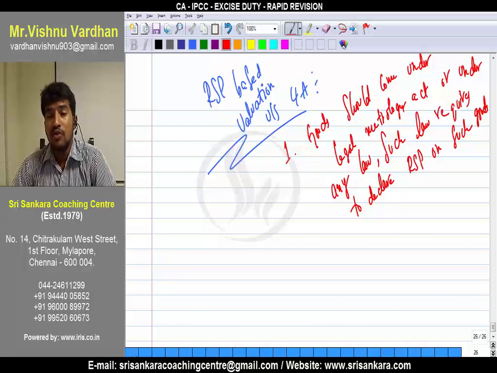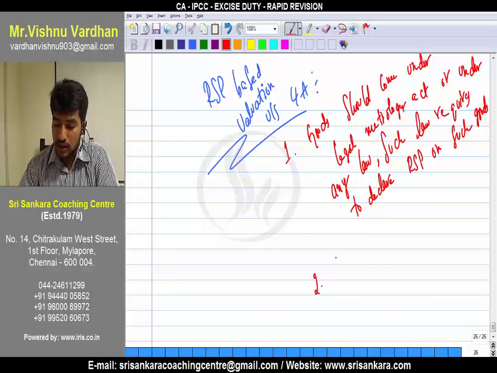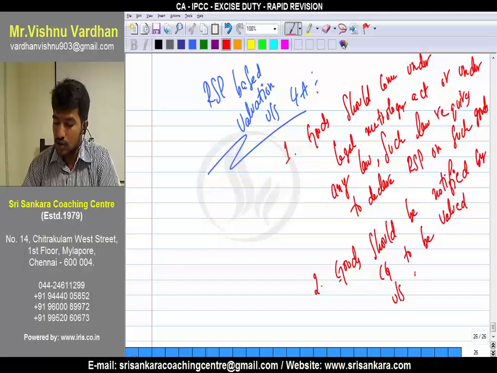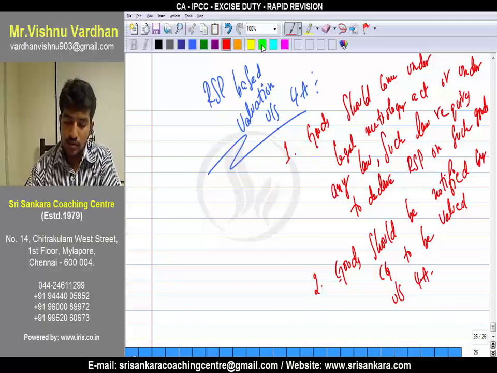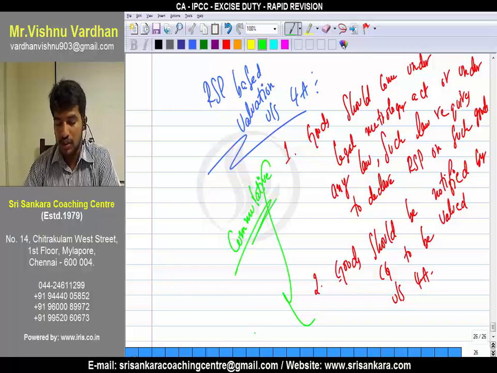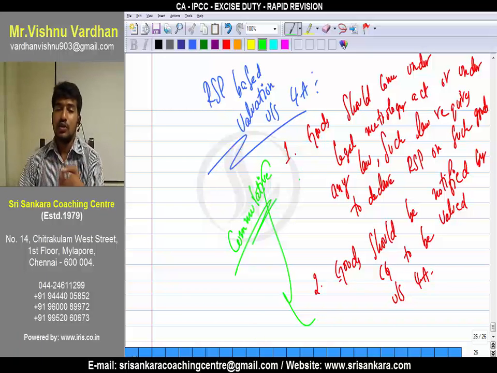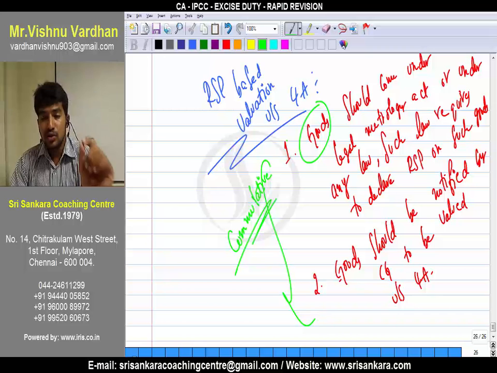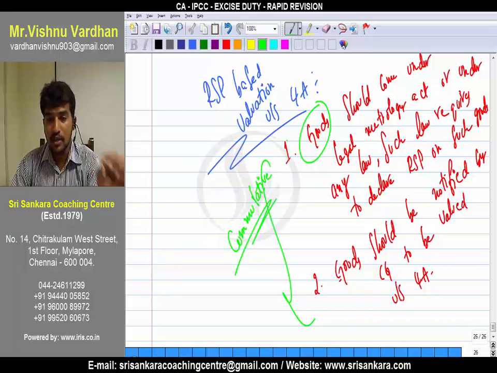I will explain. First, the second condition also we will discuss, and then the goods should be notified by the central government to be valued under section 4A. So what is this actually? These are cumulative conditions. That means both should be satisfied. Cumulative conditions, both should be satisfied. So what is the first one? Nothing but we are taking goods and they should be valued for levying excise duty. Clear? So whether it should come under RSP or not, we can determine by seeing the two conditions.